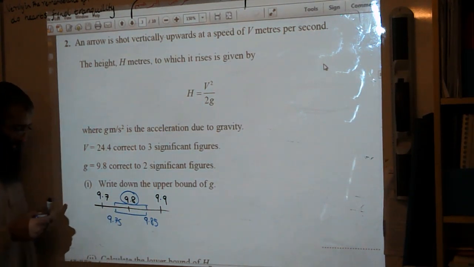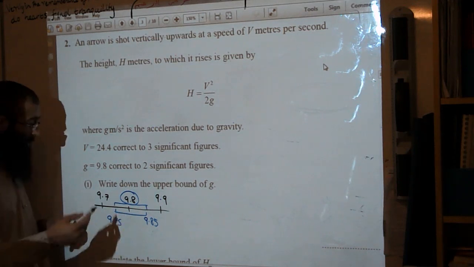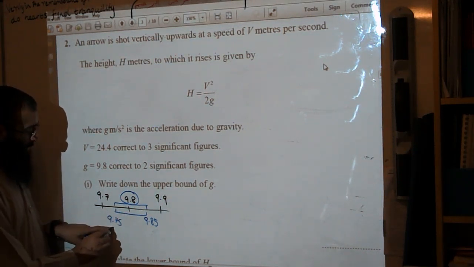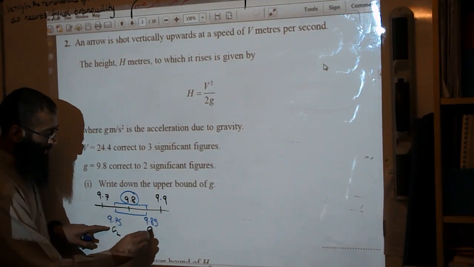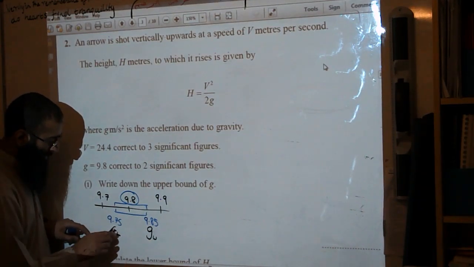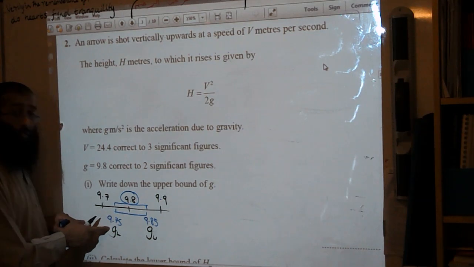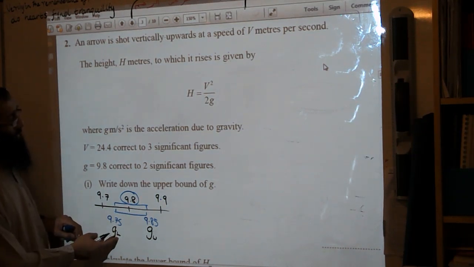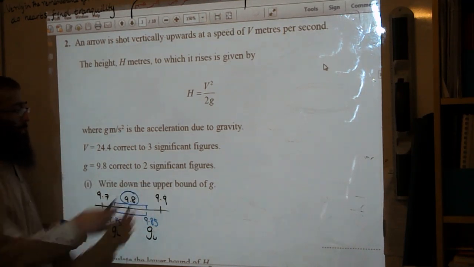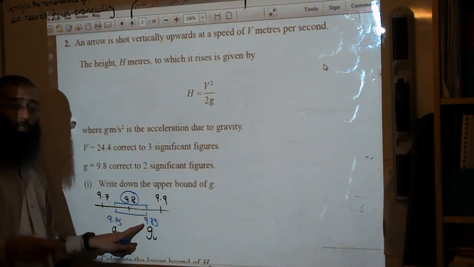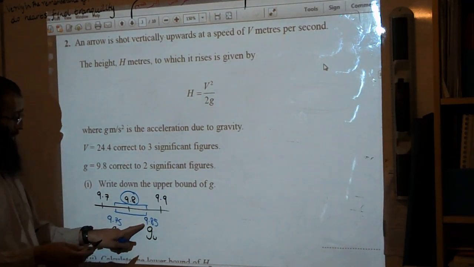That's it. There's nothing to be scared or worried about with these questions. So this would be called G lower, and that would be G upper, not the capital G. Because gravity, that's our lower bound, that's our upper bound. It goes right down the upper bound of G, well, the upper bound is just 9.85. That's the answer for this first question. Okay.